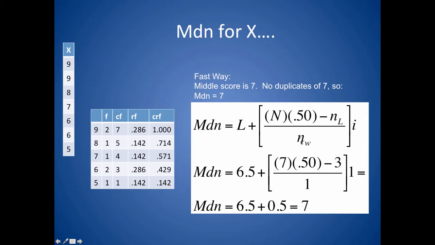N sub W is asking how many scores exist in the grouping that contains the median. Between 6.5 and 7.5, there is 1 score. So we're going to plug that in here. The interval size, 6 minus 5, is 1. Grind it out. You're going to find that we get the median to be 7, just like we did using the fast way. That's how you use the beast.